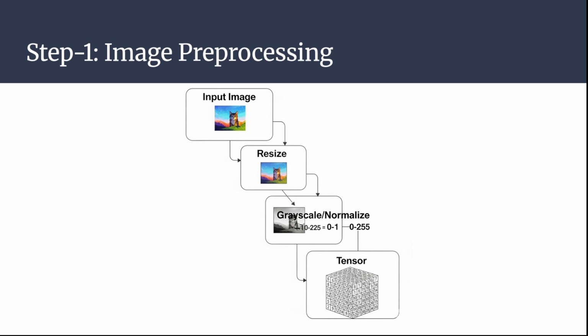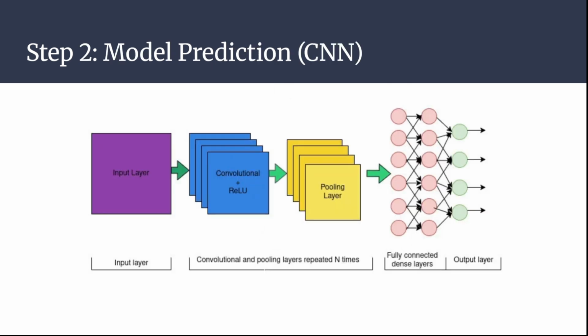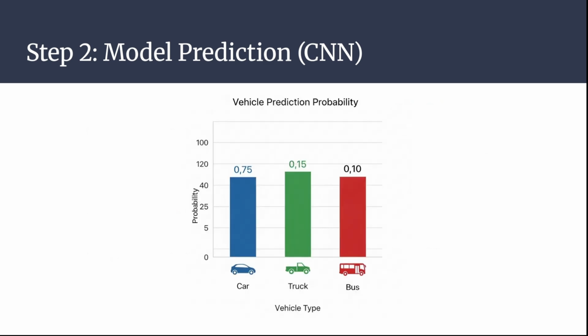This helps the model process it efficiently. In the second step, this is actually model prediction using CNN. So this is the architecture of a CNN, which is a convolutional neural network. This is the core of the model. A CNN works by detecting patterns like edges, textures, and shapes layer by layer. At the final layer, the model outputs probabilities for each class, for example car 75%, truck 15%, and bus 10%, and the highest one becomes the prediction.